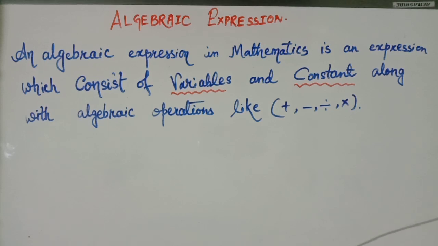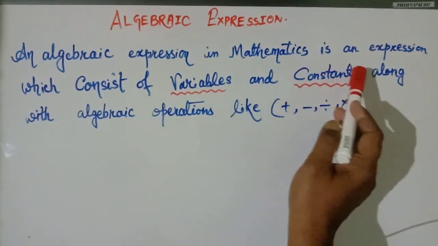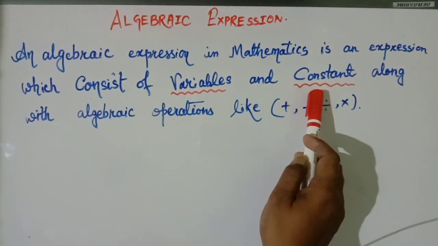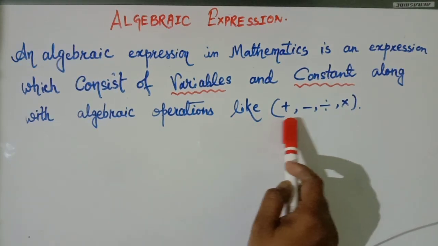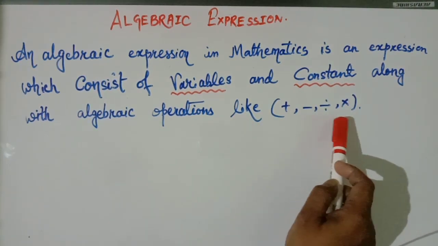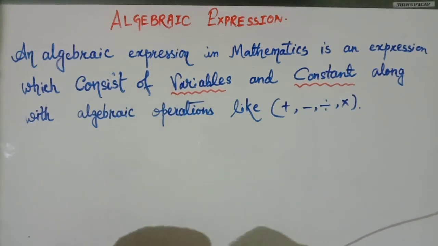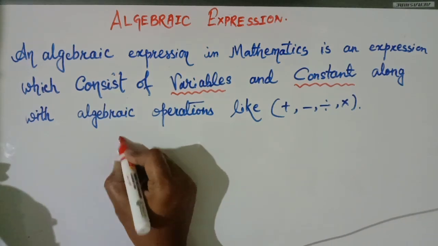Today I am going to discuss algebraic expressions. An algebraic expression in mathematics is an expression which consists of variables and constants along with algebraic operations like plus, minus, division and multiplication.